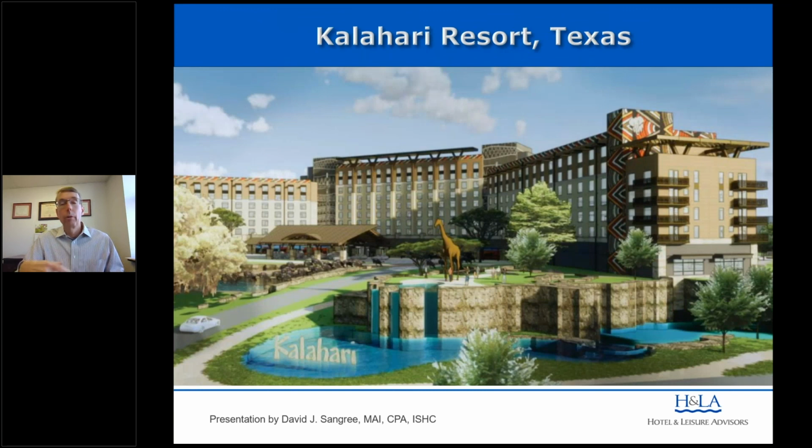This is a picture of the Kalahari Resort that we actually did the feasibility study for a few years ago, and this project is going to be a very exciting project for Texas, complete with a convention center, indoor water park, outdoor water park, spa, retail, family entertainment center, and just a very exciting overall development.